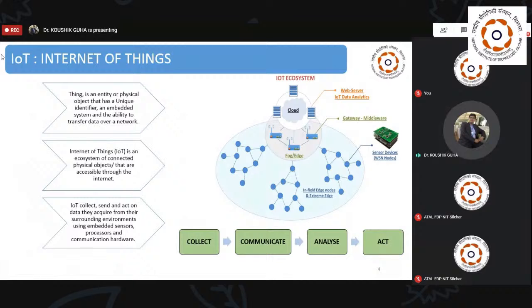So what is IoT? We know that it is an ecosystem of connected physical objects that are accessible through the internet. It mainly has four functions. It has to collect from the environment, from the sources, the necessary platform, and then it will communicate with each other, and then it will analyze the information and data, and then it will act. So if we combine all these four attributes, then we can successfully design the Internet of Things.